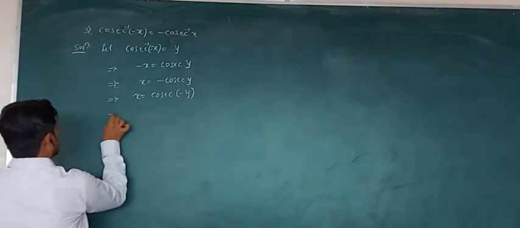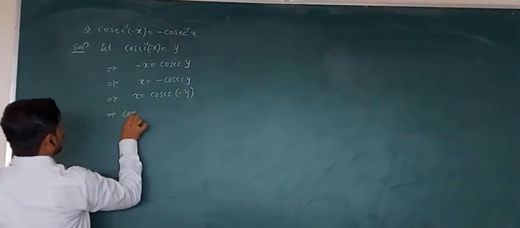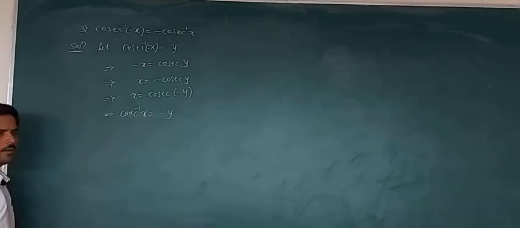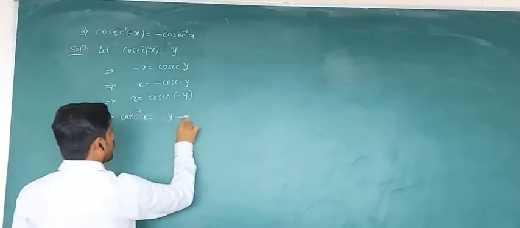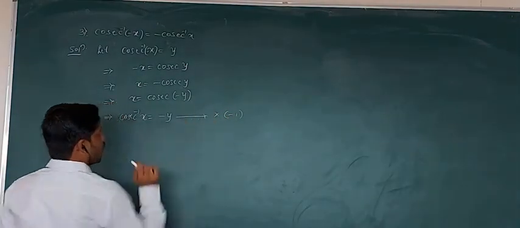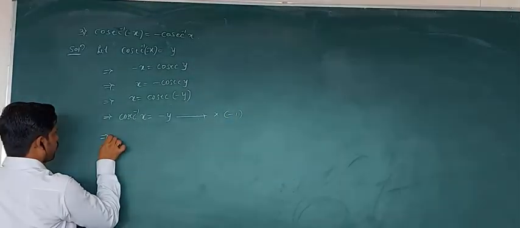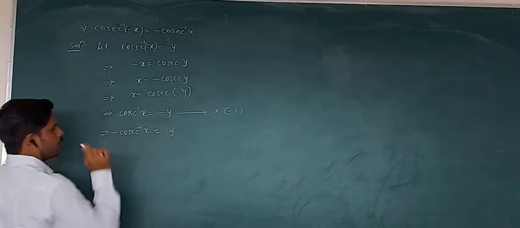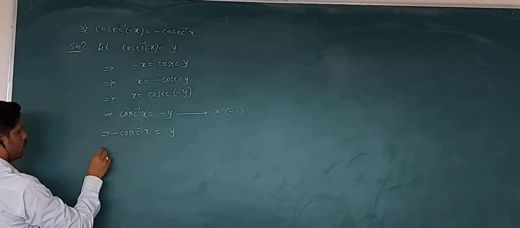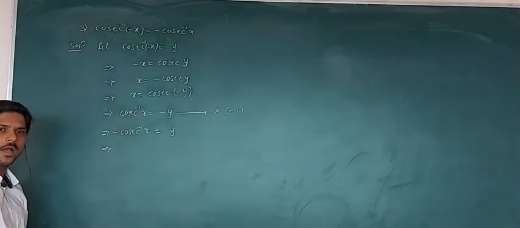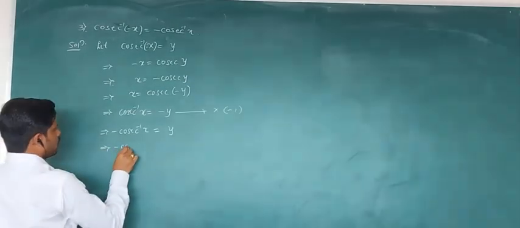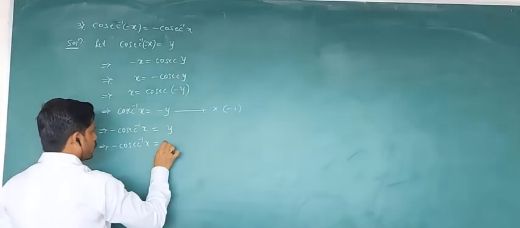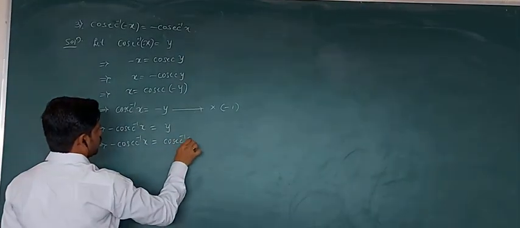So again take cosec to the LHS side, we get cosec inverse x is equal to minus y. Multiply again both sides by minus 1. So we get minus cosec inverse x is equal to y. What is y here? Y equal to cosec inverse of minus x. Substitute that one. We get cosec inverse of minus x is equal to minus cosec inverse x.